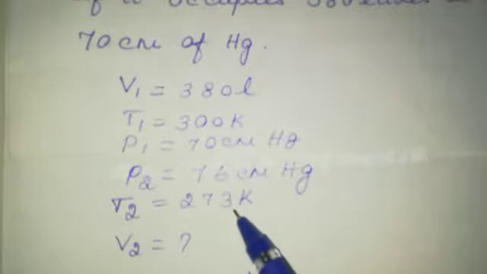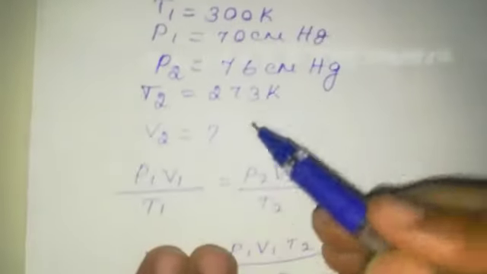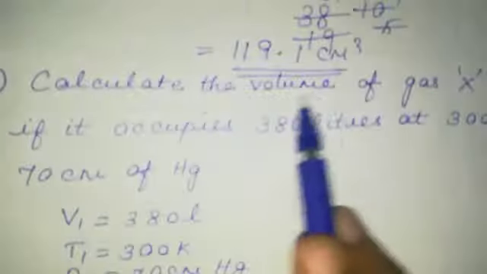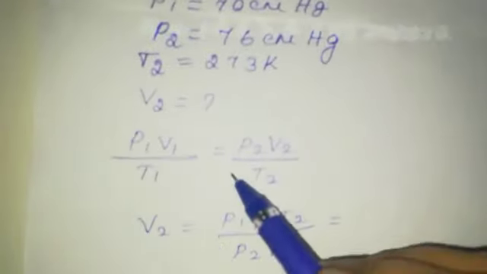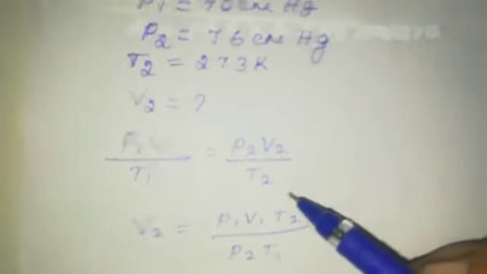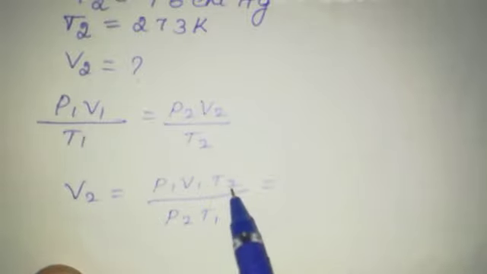And the standard temperature, you all know, make use of 273. So we are going to calculate the volume. Now P1 V1 by T1 equal to P2 V2 by T2. This is your gas equation formula. Now you have to calculate the V2. So cross multiply: P1 V1 into T2 divided by P2 into T1.